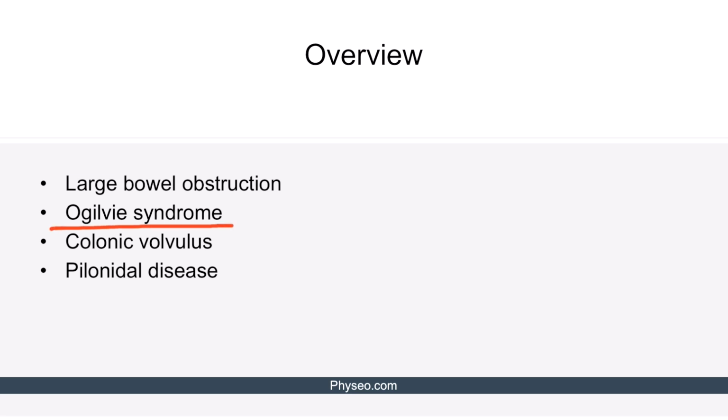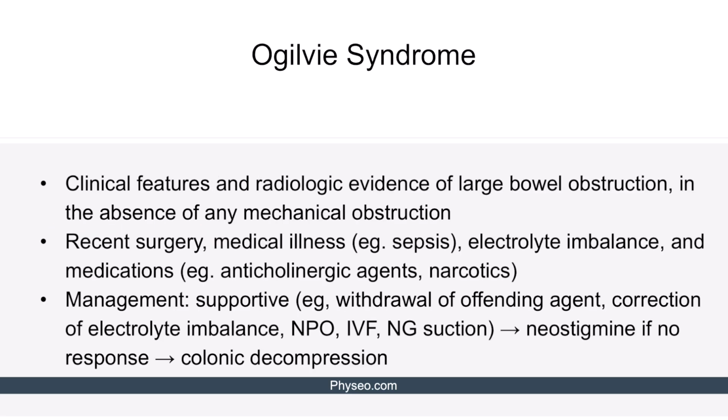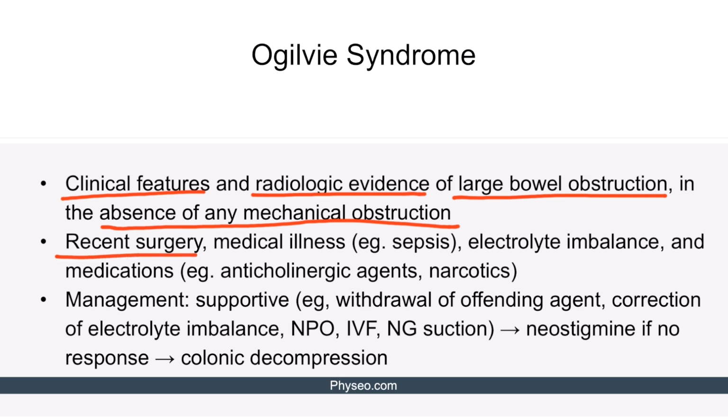Now we discuss Ogilvie Syndrome. Ogilvie Syndrome is a condition in which a patient has clinical features and radiological evidence of large bowel obstruction, in the absence of any mechanical obstruction. Commonly seen causes include recent surgery, medical illness, for example sepsis, electrolyte imbalance, and certain medications that inhibit colonic peristalsis, such as anticholinergic agents and narcotics.